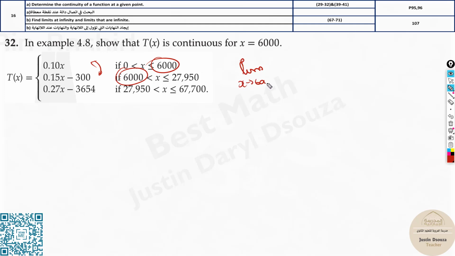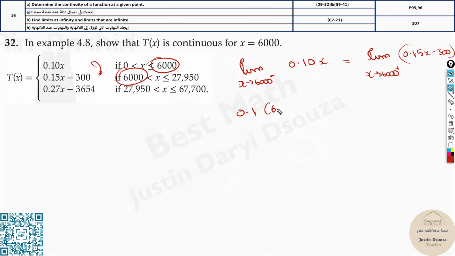The limit as x tends to 6,000 from the negative side is 0.10x. I'll write equal to, but then I'll solve it individually. It must be equal to the limit as x tends to 6,000 from the right side, that's the plus side. What is the equation? The equation is 0.15x minus 300. So these two must be equal. Now let me do it separately on your left side and then see whether it's equal to the right side. I just substitute this over here.